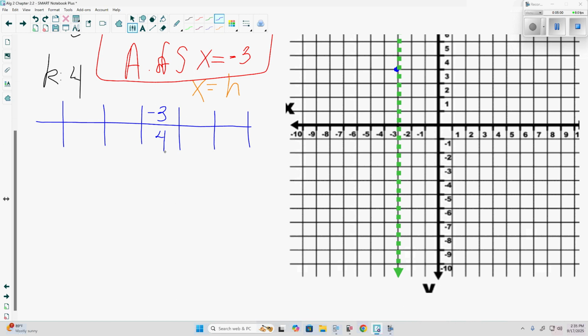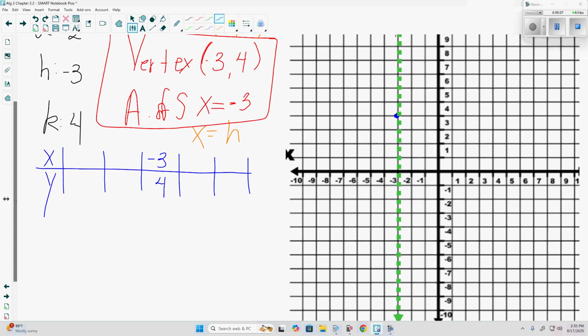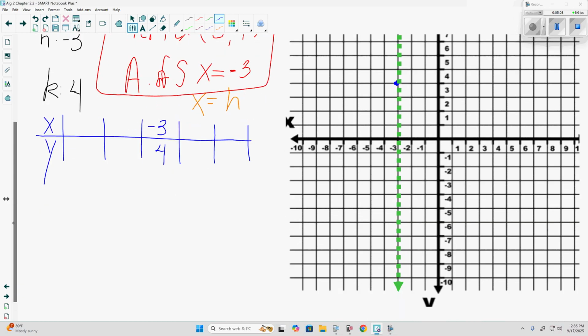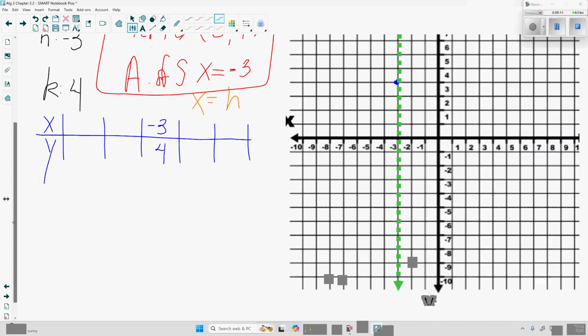Now, for a parabola, we need 5 points. And one of those 5 points is the vertex. From there, we're going to take 2 points to the right and 2 points to the left. So I just start with -3. We go over 2 to the right, so -2, -1. We also go over 2 to the left, -5 and -4.